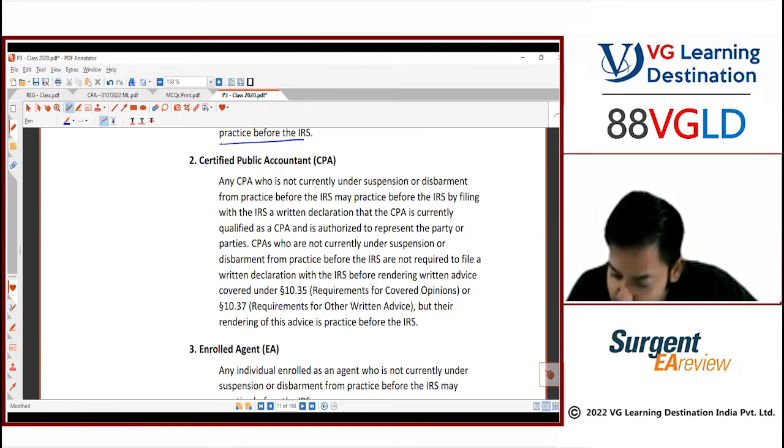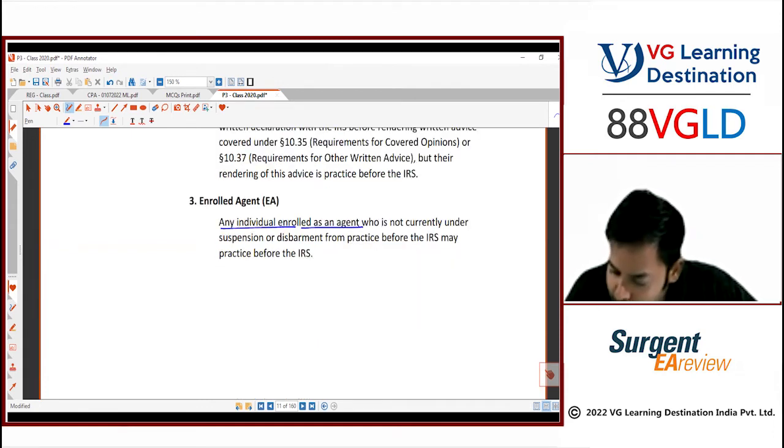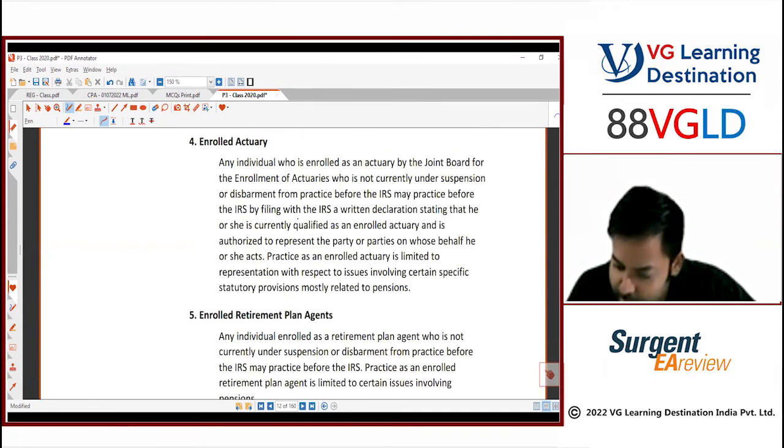A CPA who is not currently under suspension or disbarment, we have done this. You need to give the written declaration that the CPA is currently qualified as a CPA in this case, not currently under suspension or disbarment. EA, again the same, an individual enrolled as an agent who is not currently under suspension or disbarment may practice before the IRS. Enrolled actuary, any individual who is enrolled as an actuary by the JEEP, which is called the Joint Board for the Enrollment of Actuaries, who is not currently under suspension or disbarment, same thing in this case, who should not be disbarred or suspended.